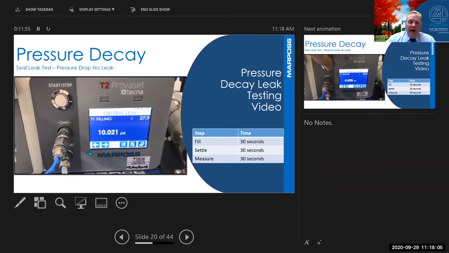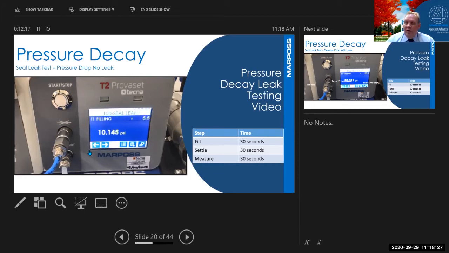Now we're going to take a look at a part with a leak installed in it and see what this looks like. The seal leak test is really one of the biggest troubleshooting tools you have for pressure decay leak testing. If you don't have a seal leak test built into your program, into your tester, you need to make sure you put one in. This doesn't look at what the actual cycle time is or anything else. It just slows everything down.